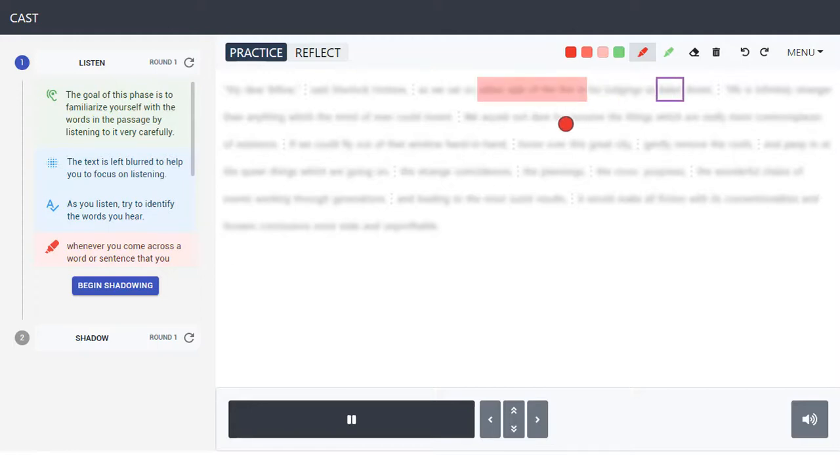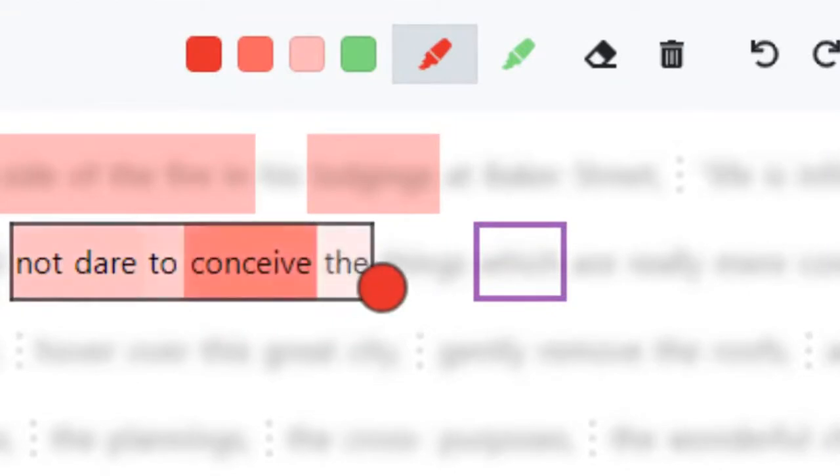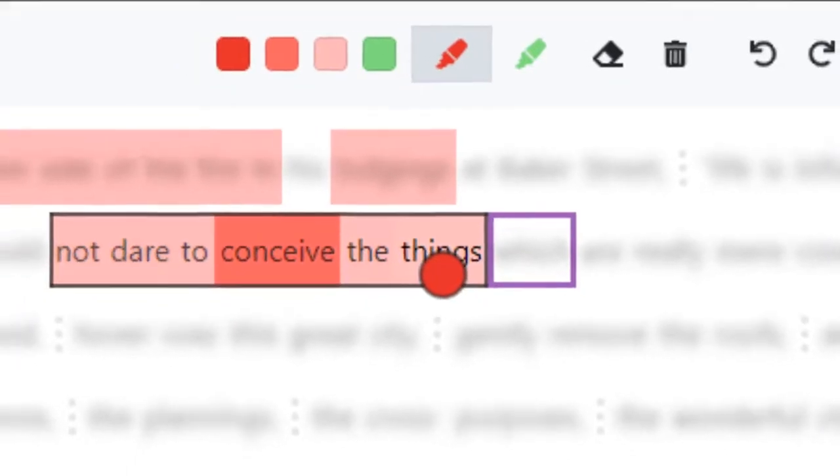In his lodgings at Baker Street, CAST offers learners transient textual glimpses so that they can notice misheard words.